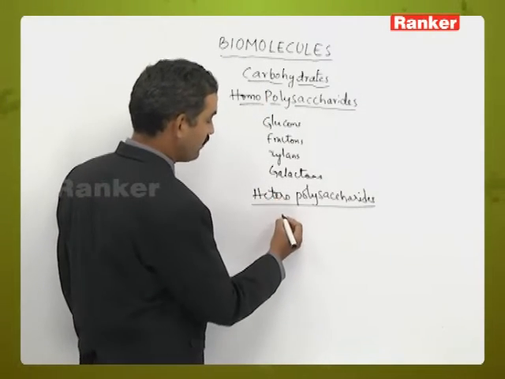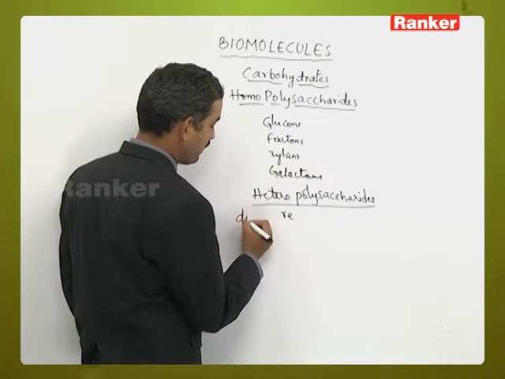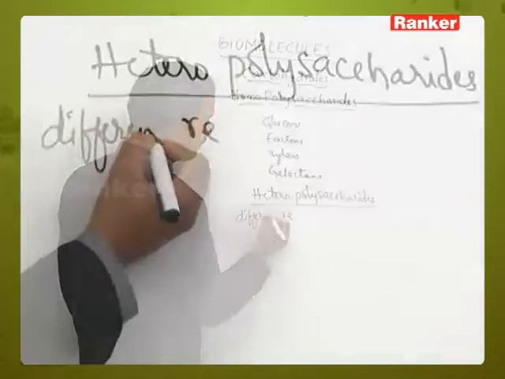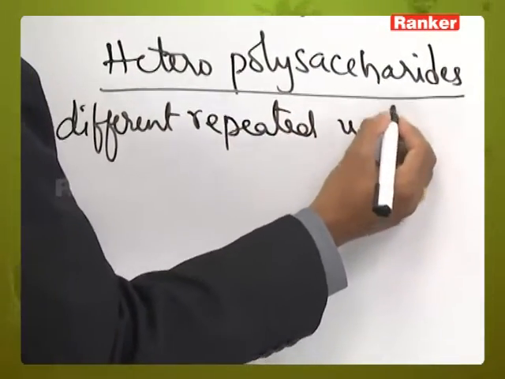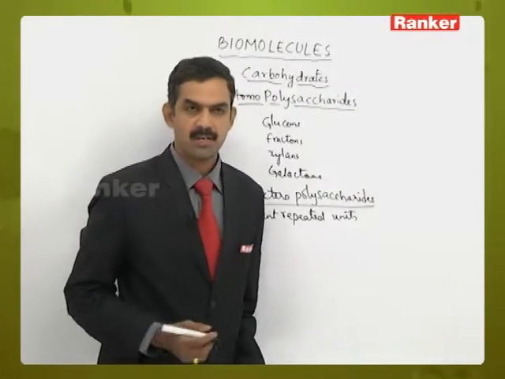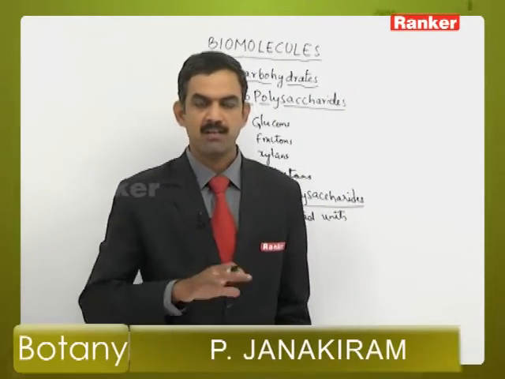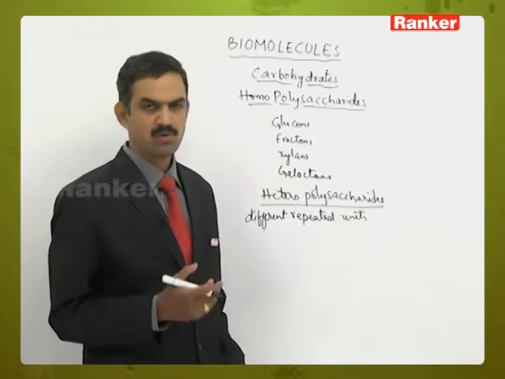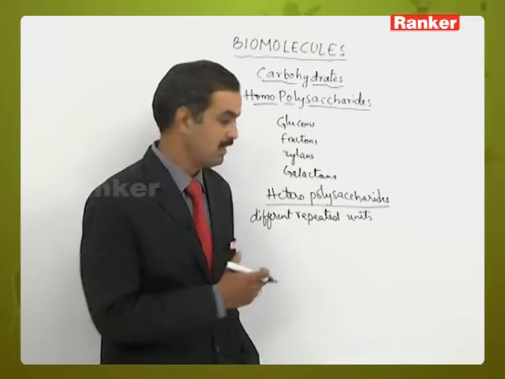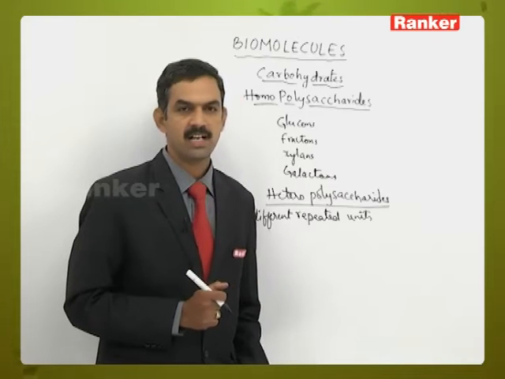Heteropolysaccharides are the molecules where different repeated units are present, where they may be made up of glucose, fructose, or repeated units of galactose molecules, xylose molecules, or different types of repeated units. That is called a heteropolysaccharide molecule.